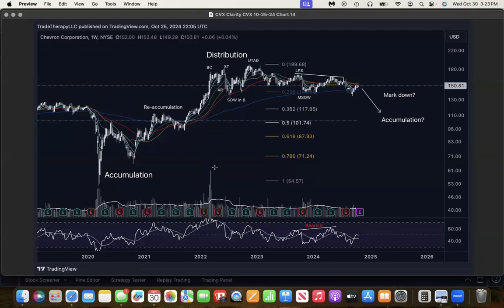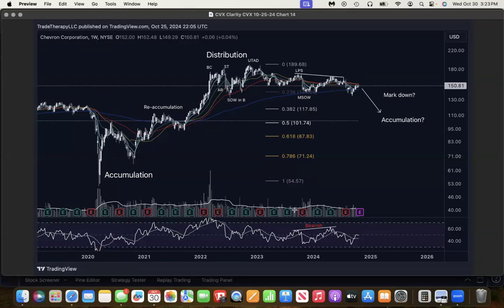You can see the large volume spike is associated with climactic behavior, followed by an automatic reaction, a secondary test, and a sign of weakness in phase B right here. These are all things that are confirmations for us when we look for and try to identify when institutions are distributing or selling off their positions. And we do see that here.